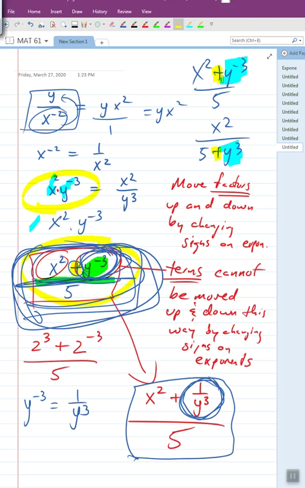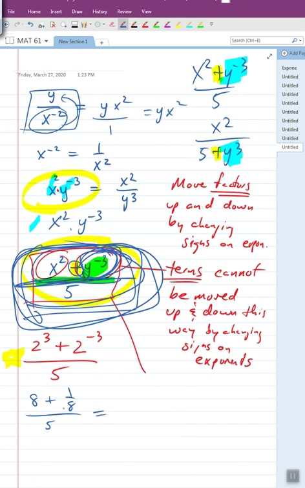And just to be clear, if that plus was a multiplication symbol, then what I just wrote here would be correct. But if that's an addition, this is not correct. I mean, think about this one down here. What is this? This is 2 cubed, which is 8, plus 2 to the negative 3, which is 1/8, divided by 5.